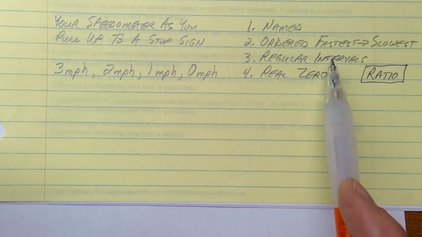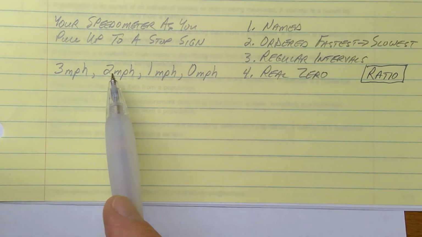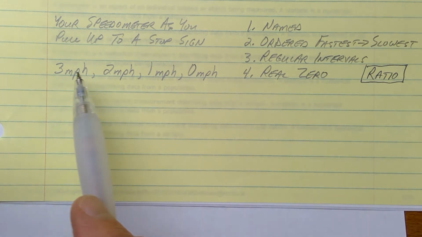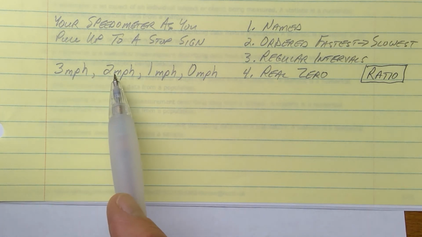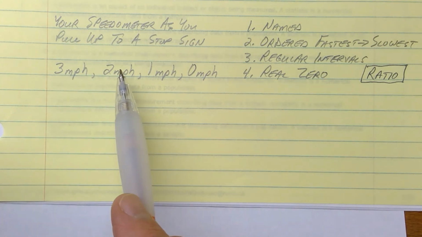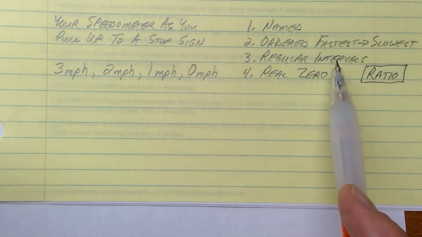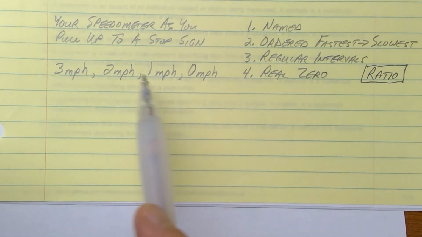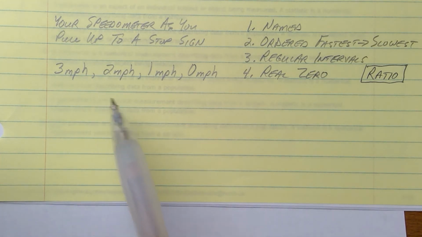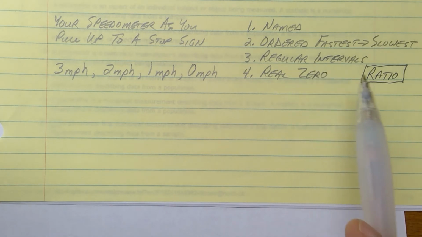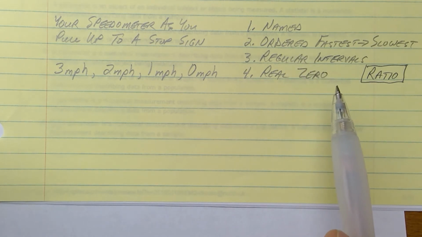And if there's regular intervals between these things that you have named and ordered, so the difference between 3 and 2, that's 1 mile an hour. The difference between 2 and 1, that's 1 mile an hour. The difference between 1 and 0, that's 1. All right. If there are regular intervals in between each of these numbers, if the differences are the same, that's another measurement that makes this the most precise level of measurement.